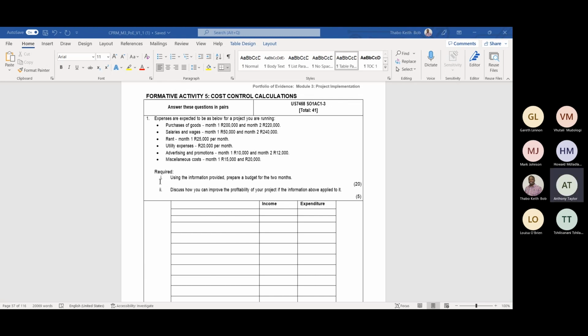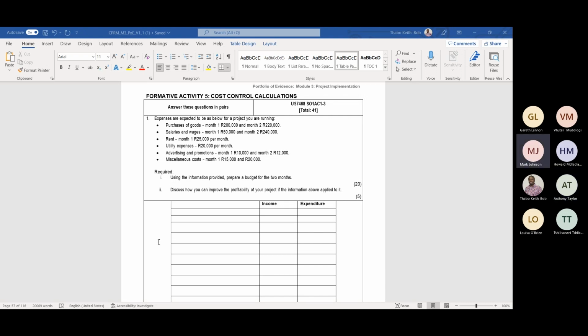Using the information provided, prepare a budget for the 2 months. Is anybody there? I'm here, Marcus. Awesome. I thought I should try to reflect and recap what we covered earlier, before we went through this whole calculation thing. So, using the information provided to prepare a budget for 2 months? We'll just break it up over the year and every second month. No, you see, they've already given us the purchase of goods. Month 1 was 200,000, month 2 was 220. So they've given us.